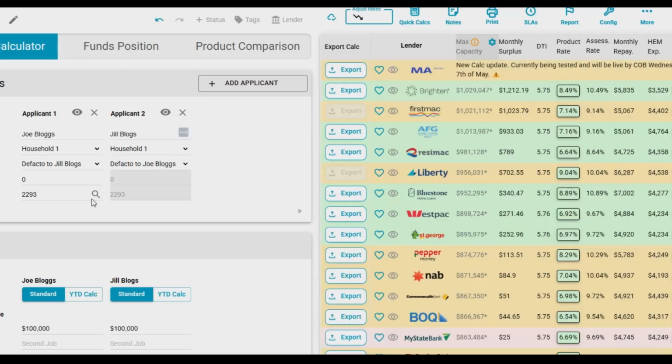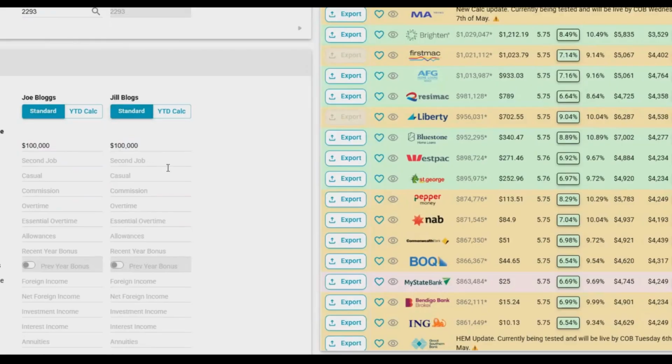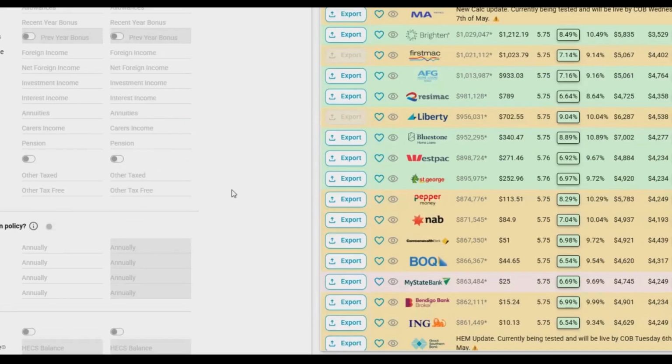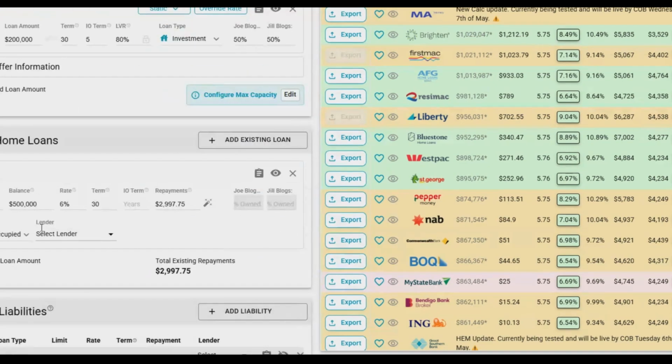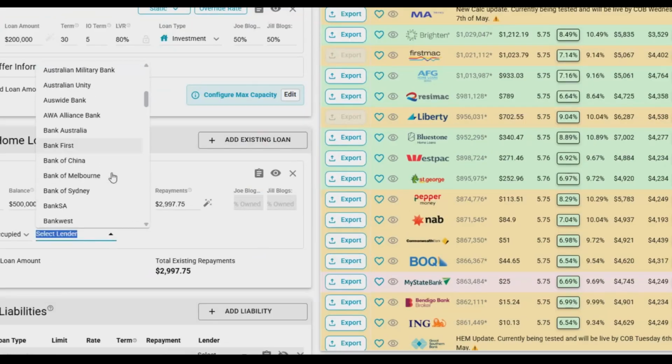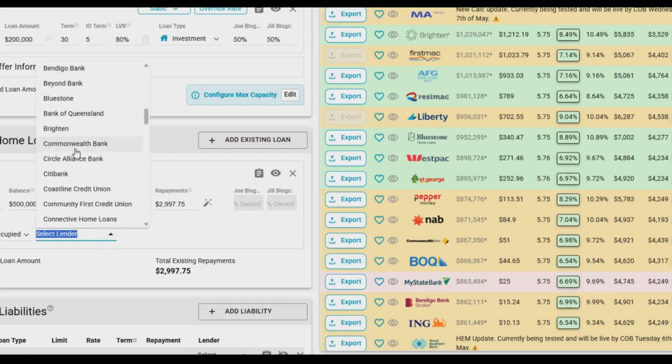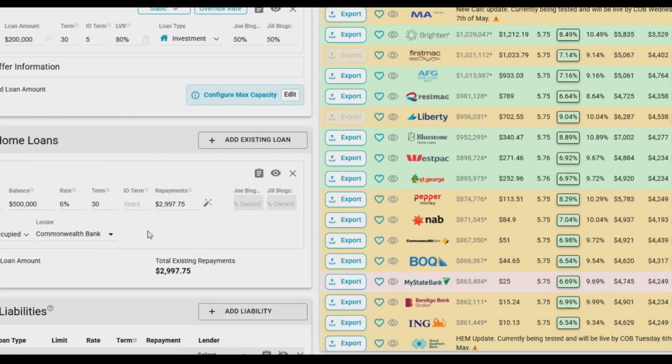So we have Joe and Jill. Nothing's changed. They're still de facto. They haven't got married yet. Both incomes have gone up, so now they both earn $100,000 each, and they already own their own home. So this is their own home there. It's worth $1 million, and they currently still owe $500,000 on it. They get a 6% interest rate, and we'll just put in the lender. Let's just say they're with CBA, because CBA is a very good bank.